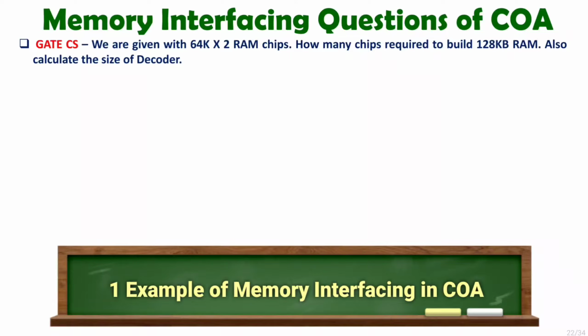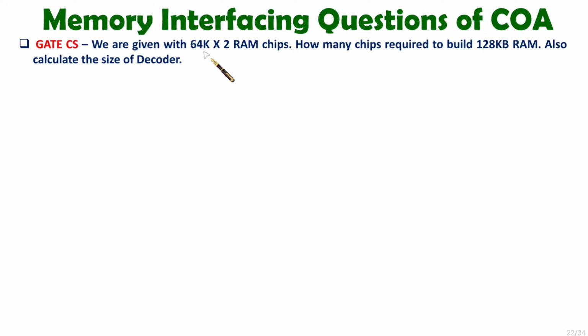So if you observe, here we have been given a 64K cross 2 RAM chip. These are the chips that are available, and the question is how many chips are required to build 128 KB of RAM. This is what we want to have. Also calculate the size of the decoder. So the available chip is 64K cross 2 and we need to build 128 KB of RAM. So how many chips are required?